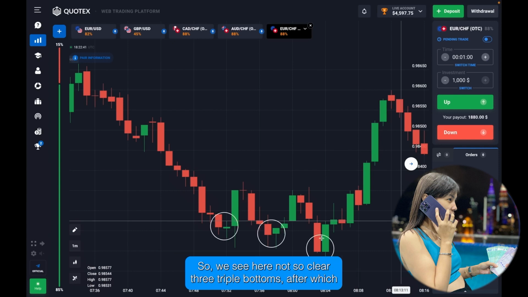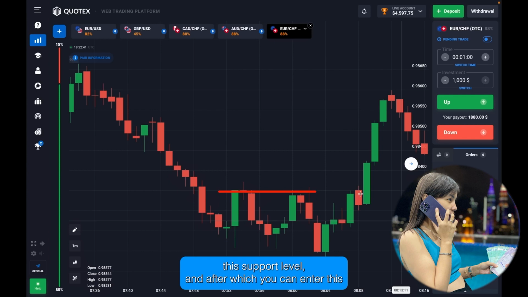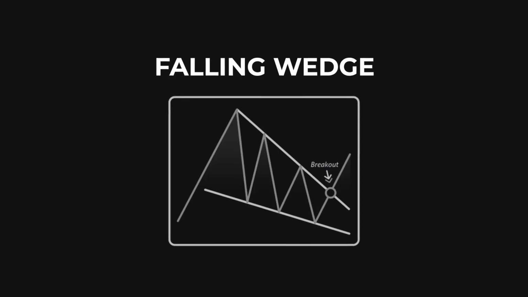So we see here not so clear 3 triple bottoms, after which here we can enter this deal because we can imagine this line, this support level, and after which you can enter this deal with call option if you see this triple bottom. Falling wedge.